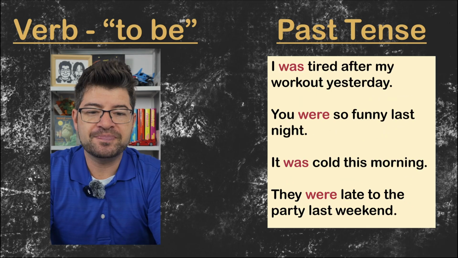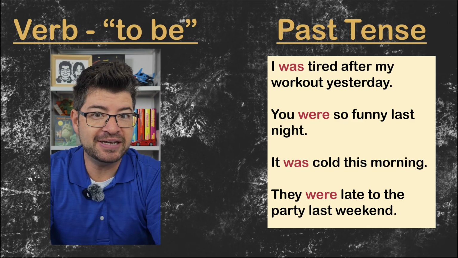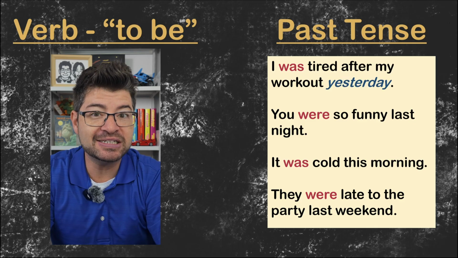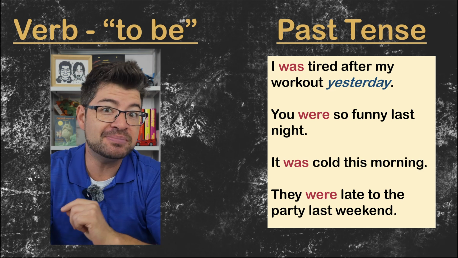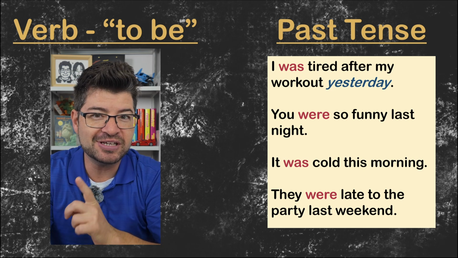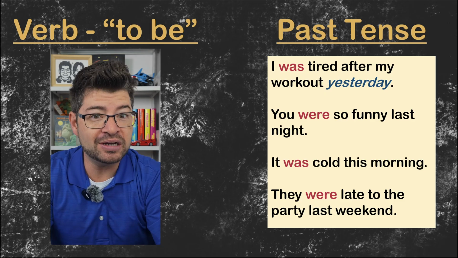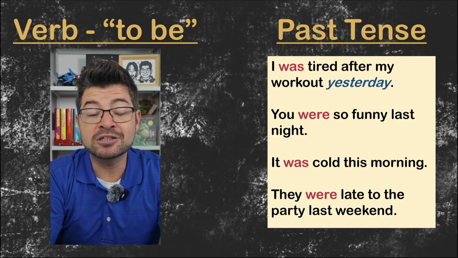The first one here, I was tired after my workout yesterday. I was tired. Now here we have a key word. If you look at the word yesterday, yesterday tells us that this is something that happened before. This is our key word to know to use the past tense. So we say, I was tired after my workout yesterday. All right, let's look at the second one.